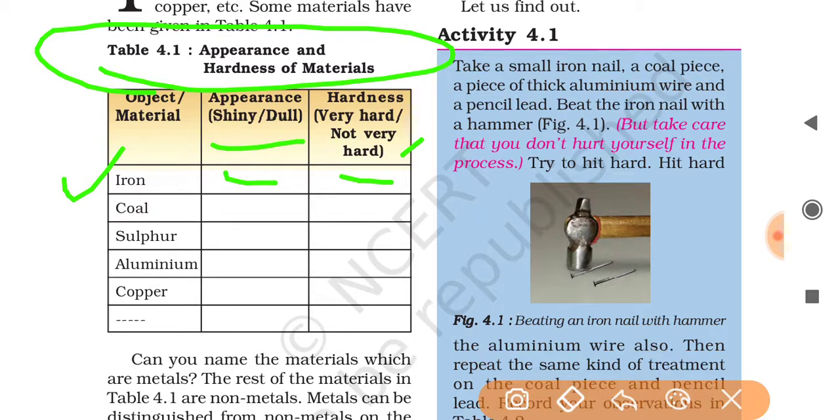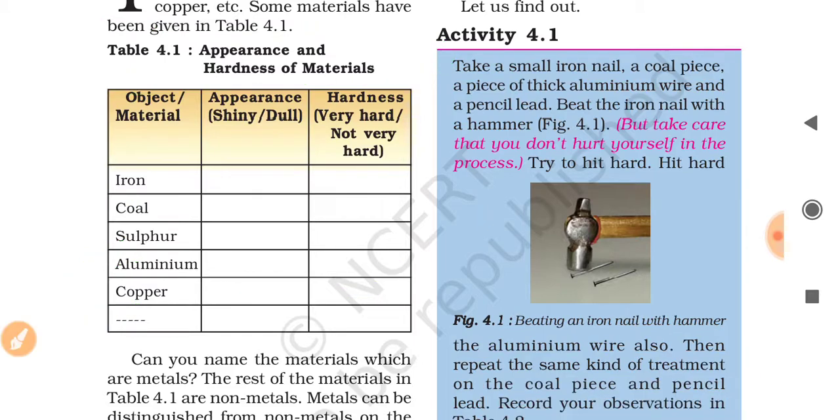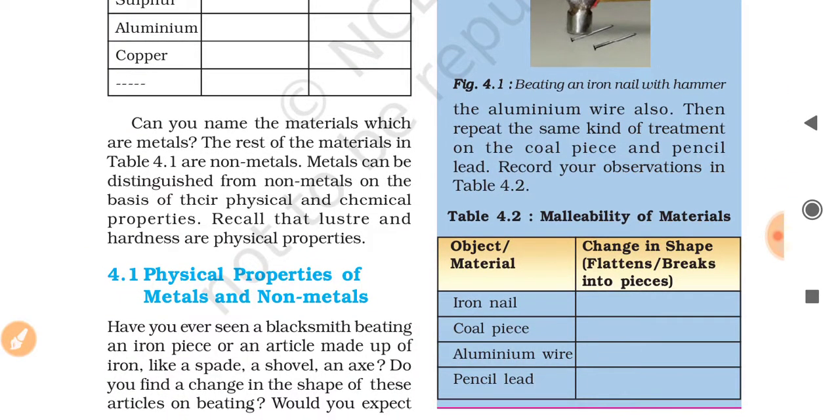The same goes for coal. Some materials may not be available, such as sulfur, but aluminium you can see easily. There are many items of aluminium, like pressure cookers, and you can take help from your parents to identify which material a substance is made of. Copper you can also easily identify. So you have to write whether their appearance is shiny or dull, and whether they are hard or not very hard. Can you name the materials which are metals?